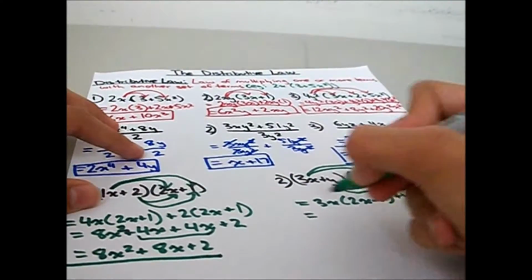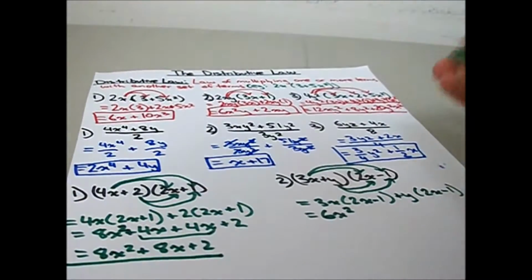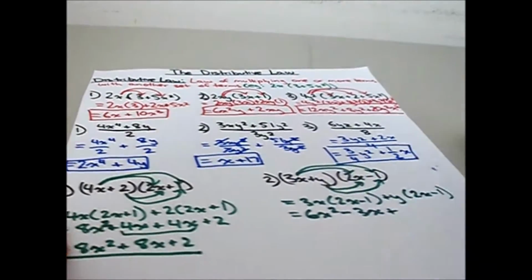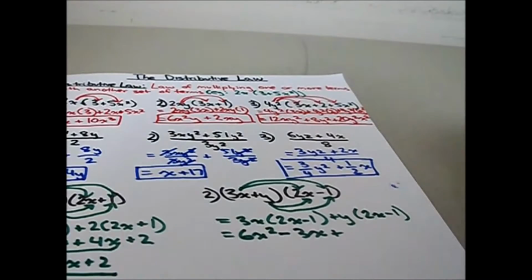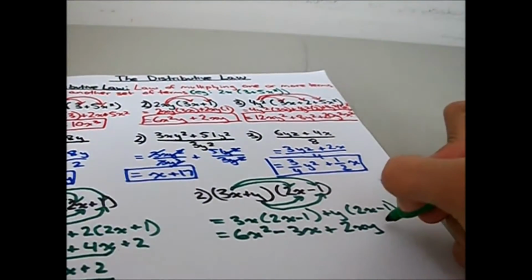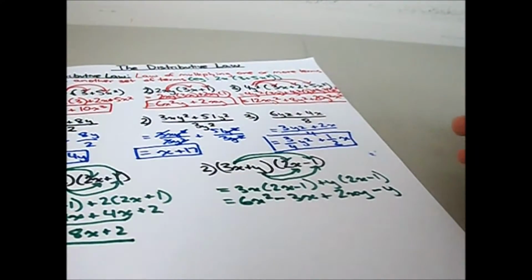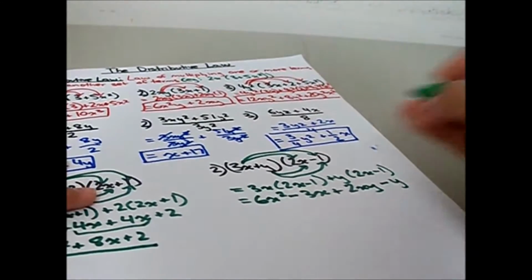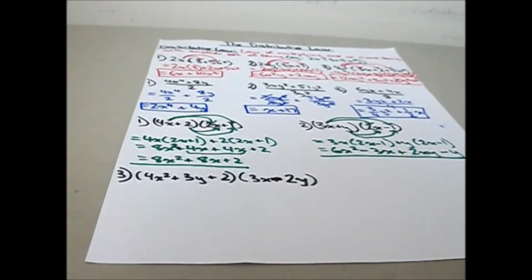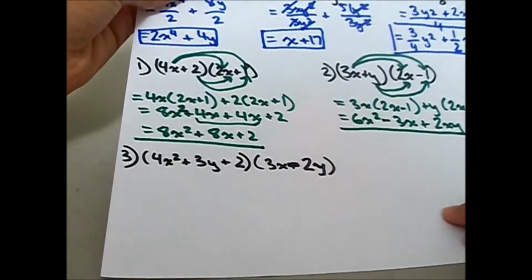3x times 2x will be 6x squared, multiplied by negative 1, which will give us negative 3x, plus y times 2x, which is 2xy, multiplied by negative 1, which will give us negative y. Basically there's no simplifying, so we can just keep it as it is and underline it. And now we have one mega problem to end our distribution law lesson.